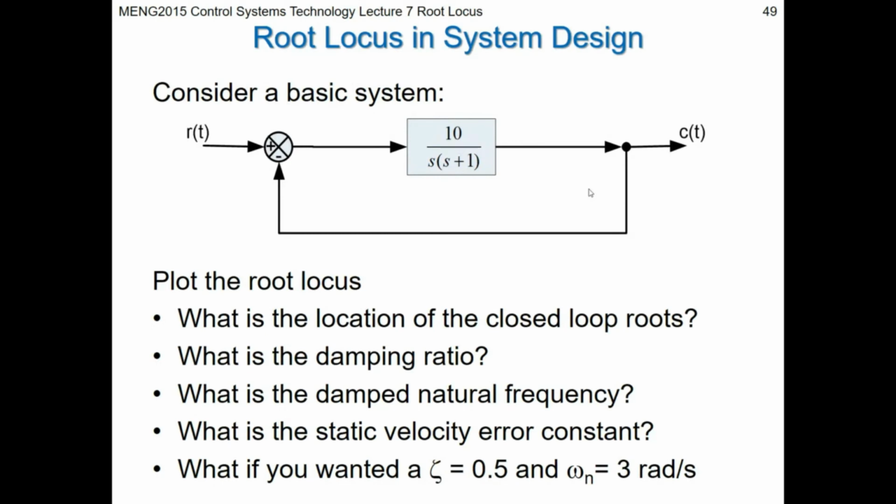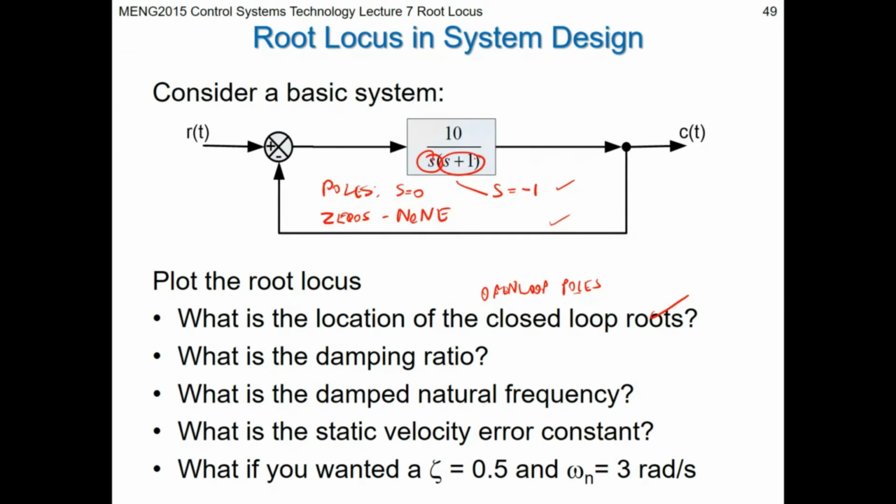So what's the location of the closed loop roots, for instance? We can see straight away that our poles are going to be at s equals 0 and at s equals minus 1. Are there any zeros? There are none, right? So 2 poles, no zeros. You know where our open loop poles are. You've got that so far, right? Then we could determine the location of our closed loop roots.